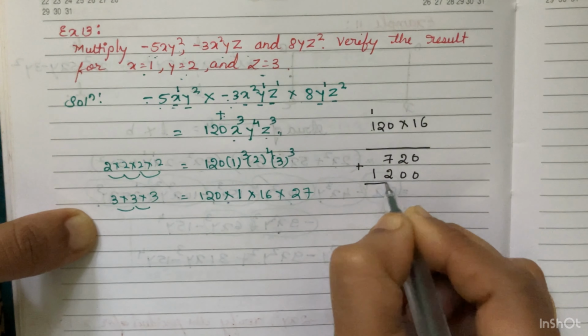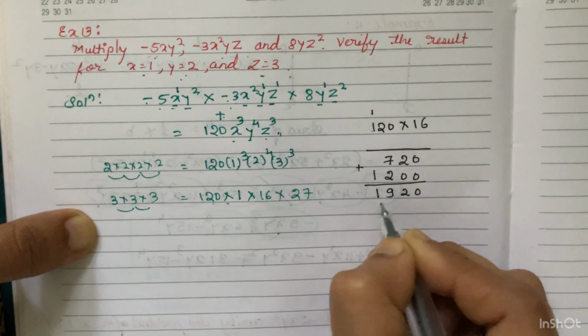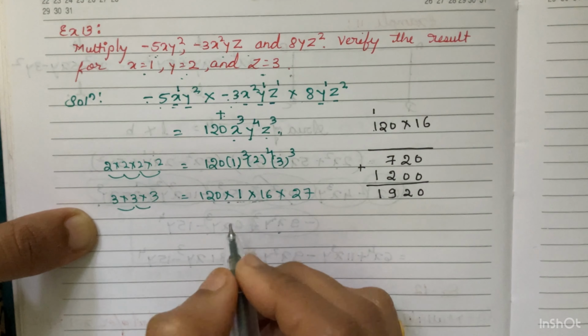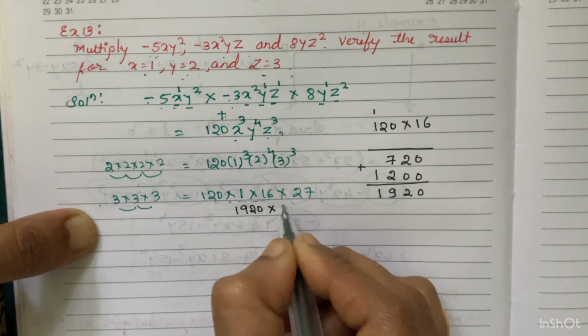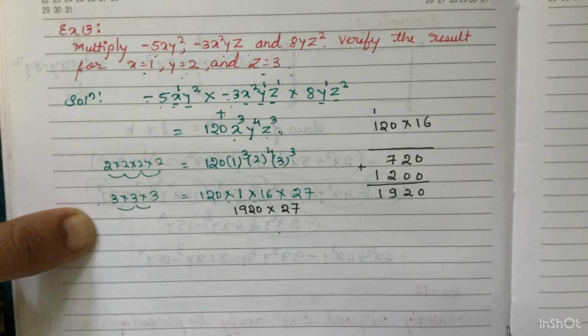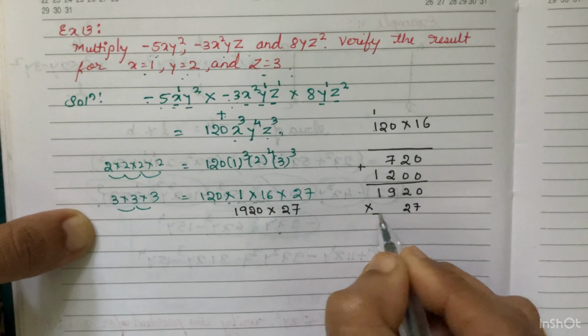Now let me do the addition here. 0, 2, 7 plus 2, I'll get 9, and here 1920. After multiplication of these three, we found 1920. Now we still need to multiply with 27. Okay, now let me start multiplication with the 27 here.